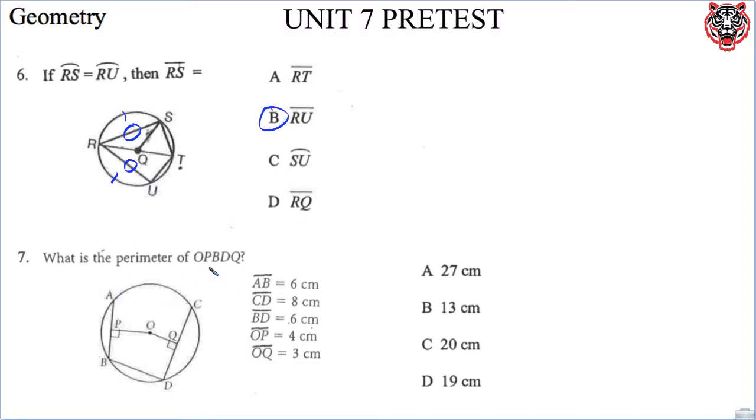What is the perimeter of OPBDQ? Okay, AB equals 6, so this entire length is 6, which means this is cut in half. This is a length of 3 right here. And CD is equal to 8, so this is half of 8, so this is going to be 4 right here, because when you meet a chord at a right angle, it's going to cut it in half perfectly from the center. And BD equals 6, OP is equal to 4, and OQ is equal to 3. I just have to add all of these up. 6 plus 4 is 10, 10 plus 3 is 13, plus 4 is 17, plus 3 is 20, 20.